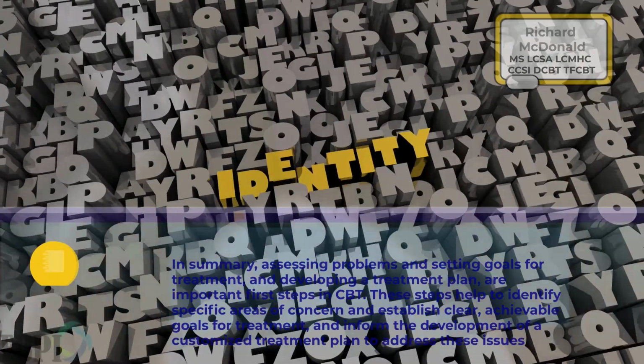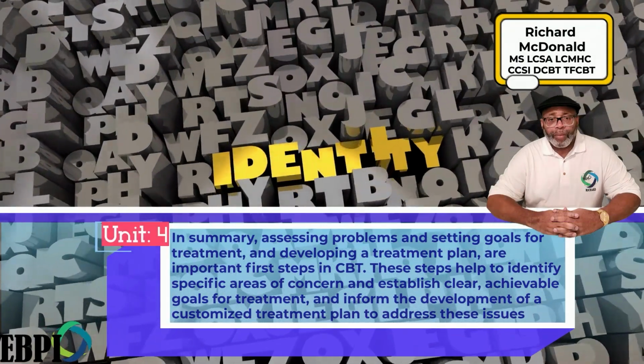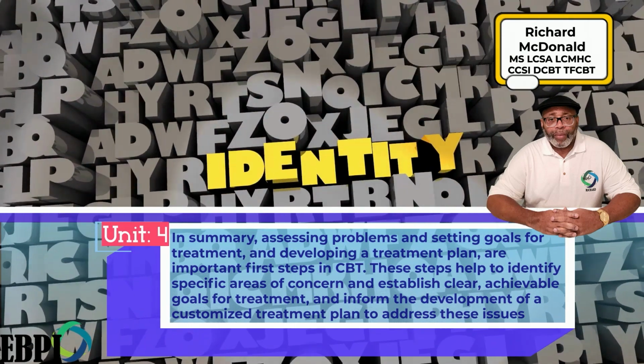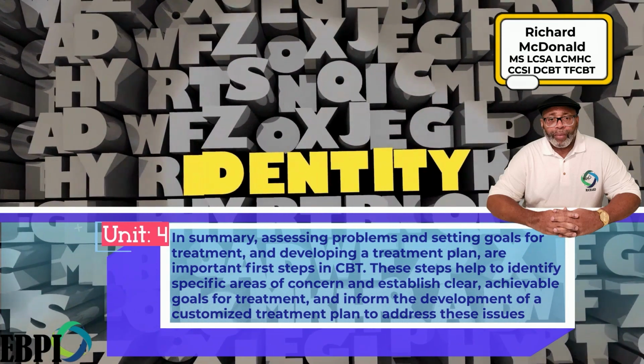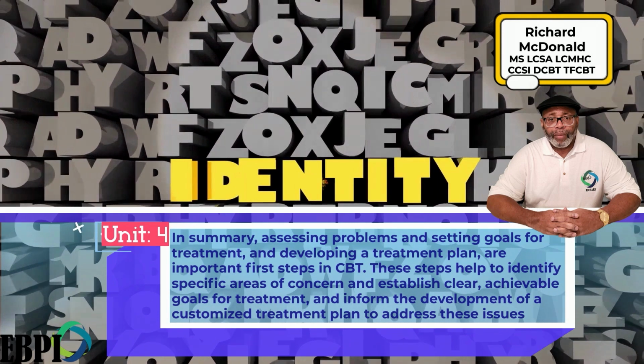In summary, assessing problems and setting goals for treatment and developing a treatment plan are important first steps in CBT. These steps help to identify specific areas of concern and establish clear, achievable goals for treatment, and inform the development of a customized treatment plan to address these issues.